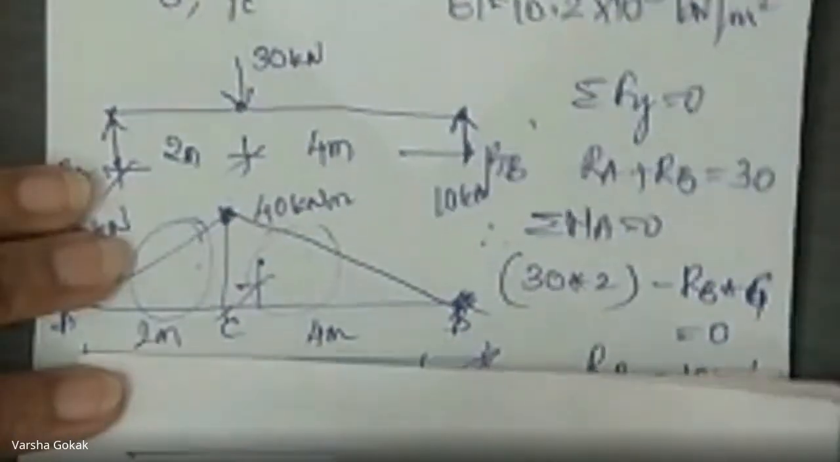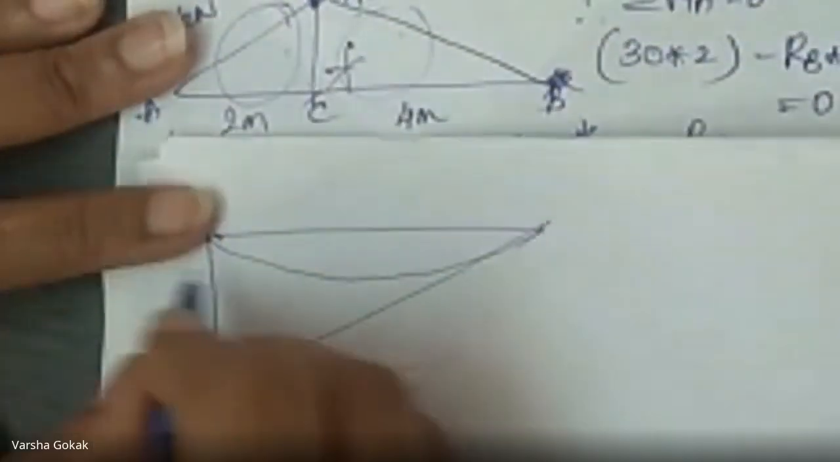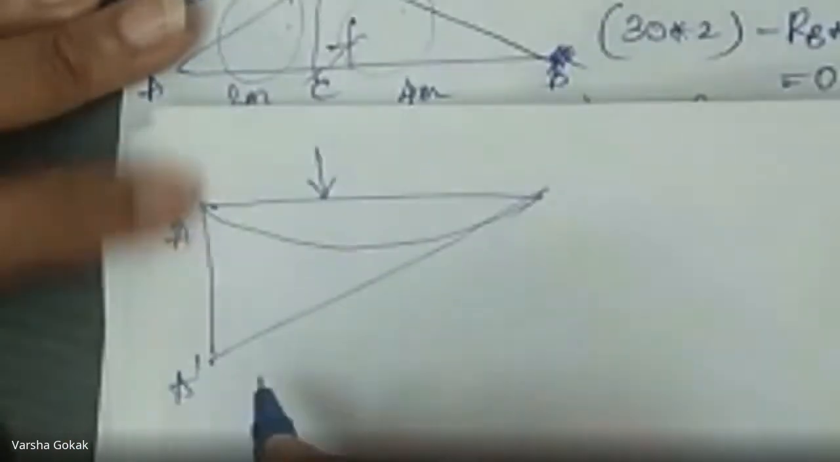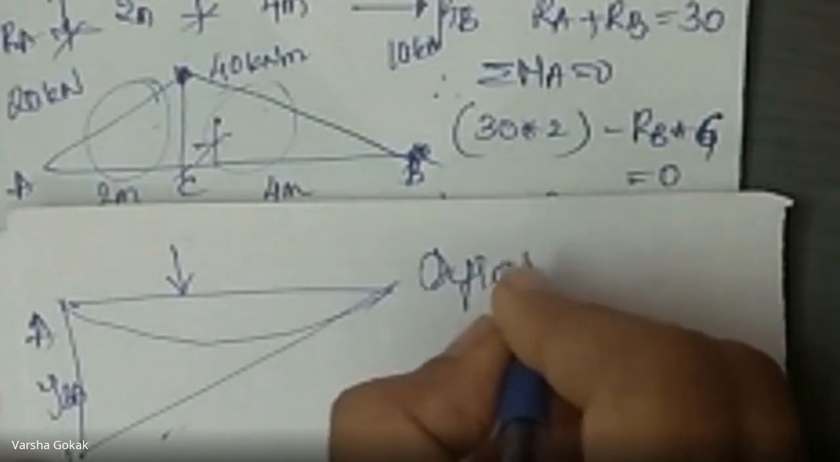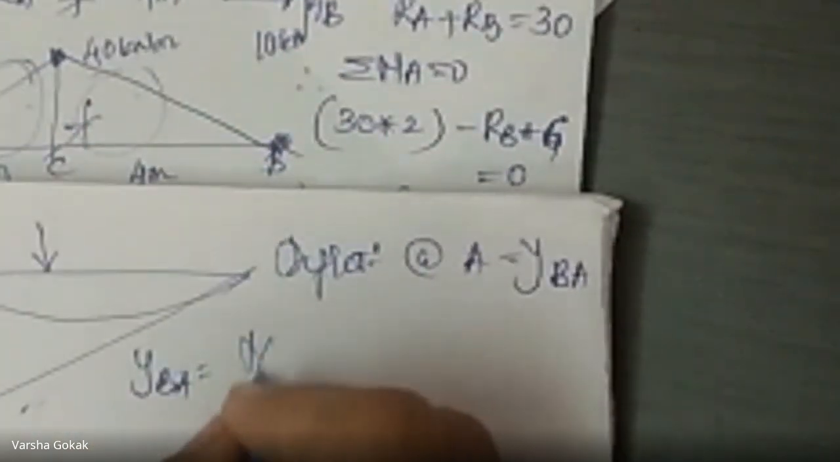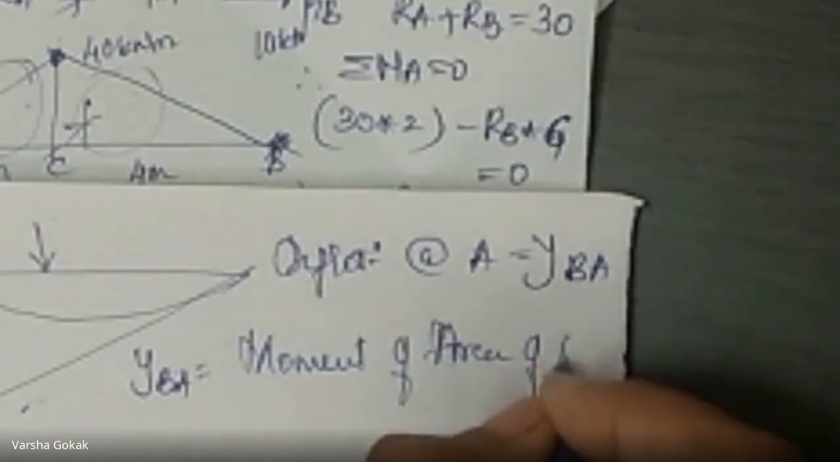Now let us find the deflection at this point. The elastic curve is like this. I want the deflection at A dash now, and this is your load, and the bending moment diagram will remain the same. To find the deflection at this point, first I have to find this YBA. The deflection at A is given by YBA. It is the moment of the area of the M by EI diagram.